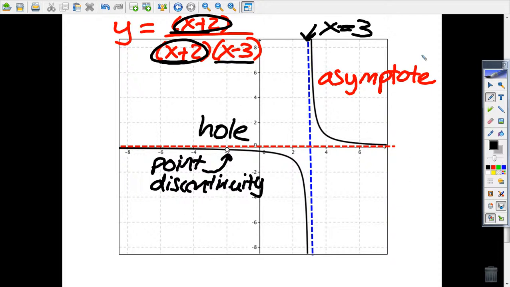You know everything there is to know. Okay, can we go on? Okay. Point discontinuity. There's another word for that, point discontinuity. No, another formal word. But I never use it.